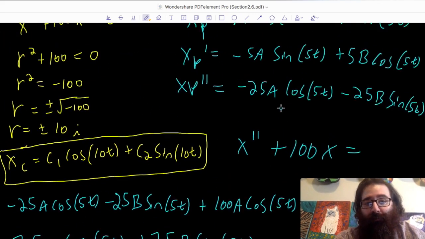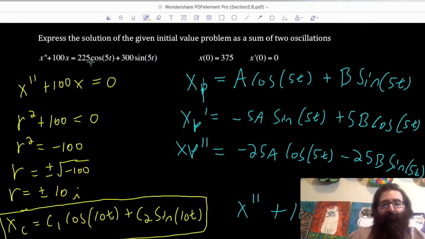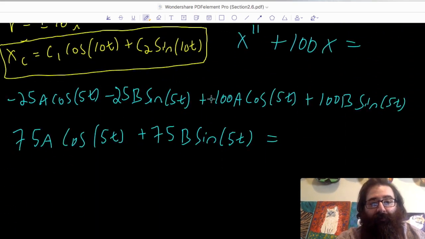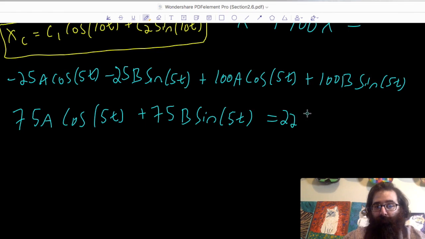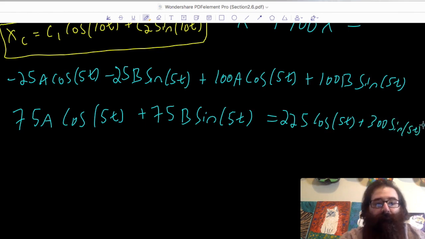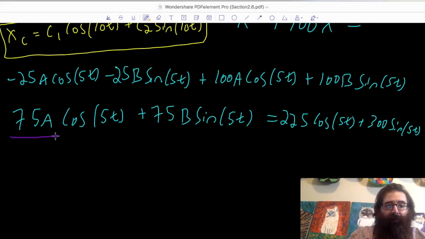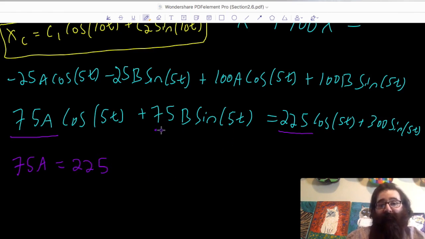And this should be equal to the right-hand side of my differential equation, this 225 cosine 5t plus 300 sine of 5t. And I can set those like coefficients equal. So on cosine, I have 75a and 225 comparing left and right. So that means 75a must be equal to 225. On sine of 5t, I have 75b should be equal to 300.